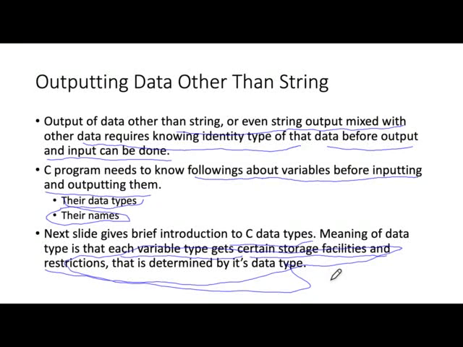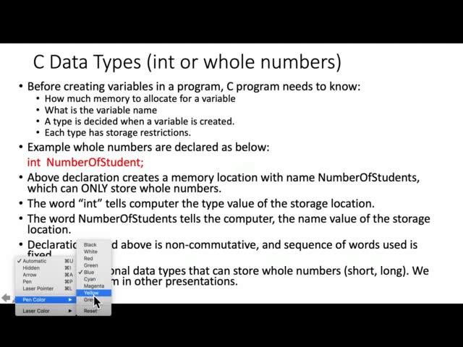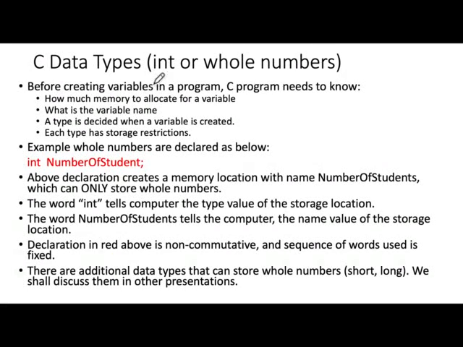C is a typed language as opposed to JavaScript, which is not a typed language. It's a strongly typed language. Okay, so let's talk about the first data type, which is int, or whole number. Before creating a variable in a program, the C program needs to know how much memory to allocate for the variable and what the variable name is. The computer can't do anything without knowing these about a variable. A type is decided when a variable is created. Each type has storage restrictions.